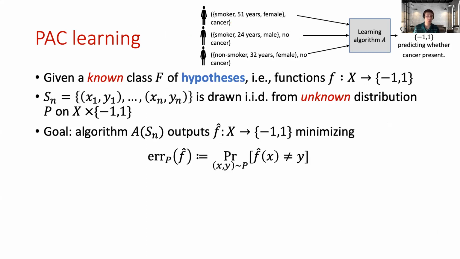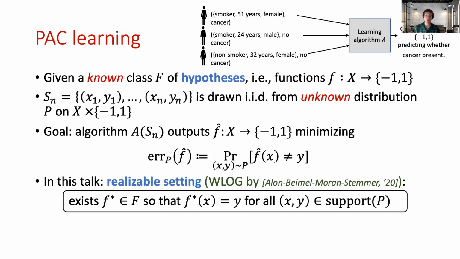And the goal is as follows. We want the algorithm A, which takes as input Sn, to output a hypothesis f hat which minimizes the misclassification error on the distribution P. In particular, the probability, for an example (x, y) drawn from P, that f hat of x is not equal to y.